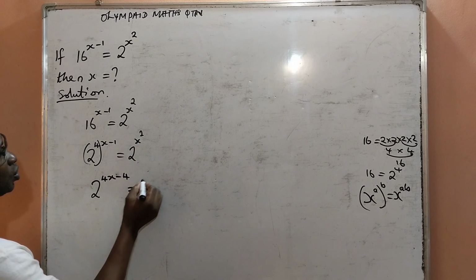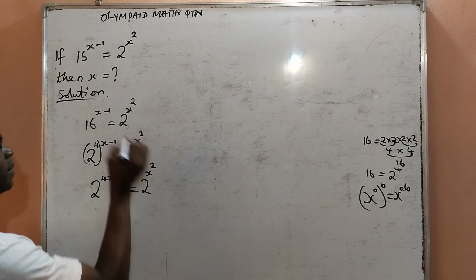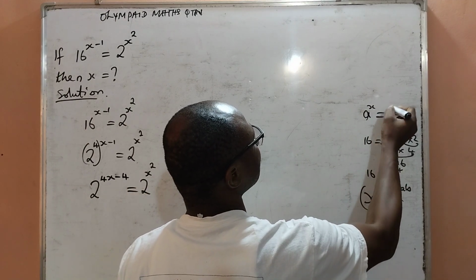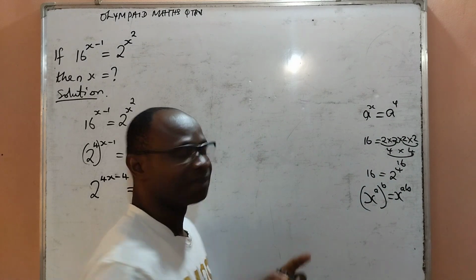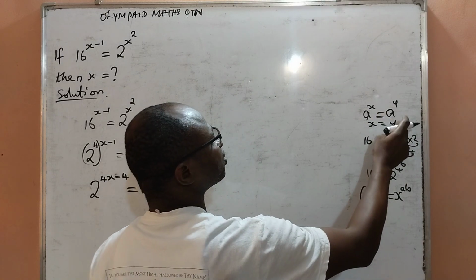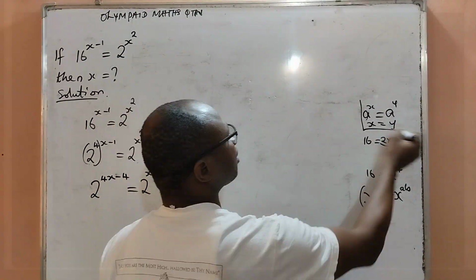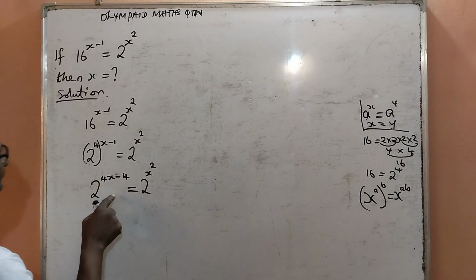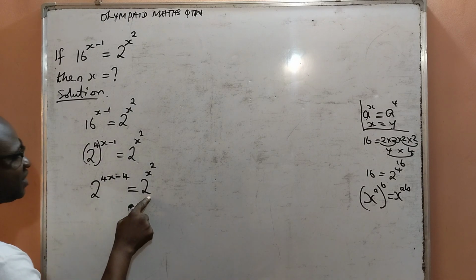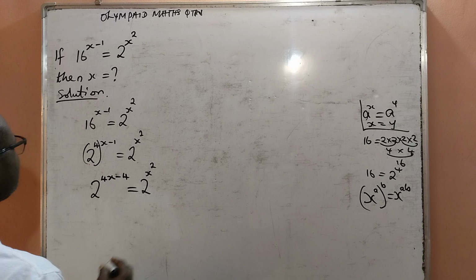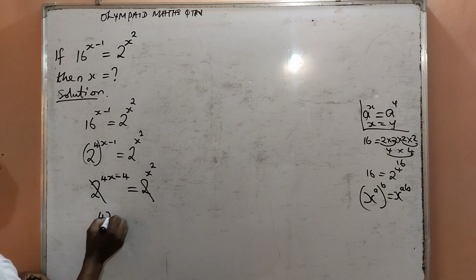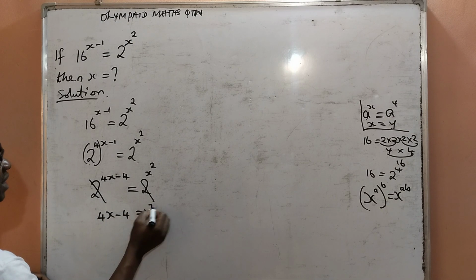Then everything is equal to 2 raised to power x, also raised to power 2. In indices, if I have a raised to power x equal to a also raised to power y, because the bases are the same, it means the powers also will be equal, that x is equal to y. It is the law of indices. Applying it here, the bases are the same: by the left is 2, by the right is 2. That means the bases can now cancel out, leaving me with the powers, which is 4x minus 4 equal to x raised to power 2.